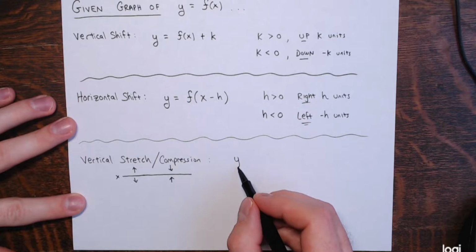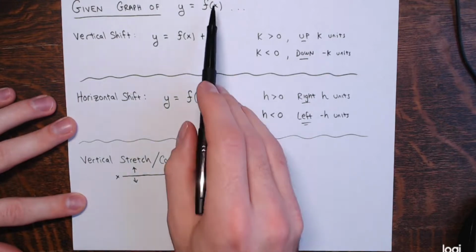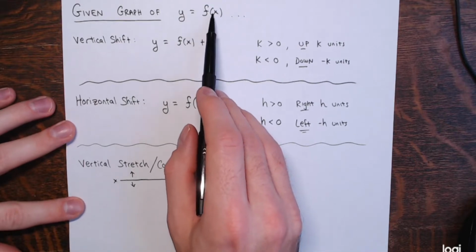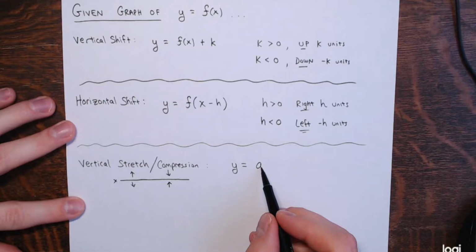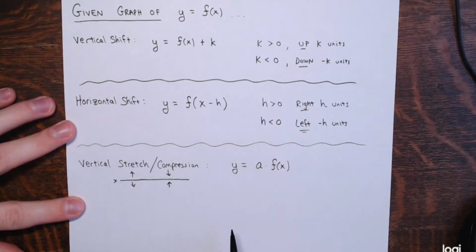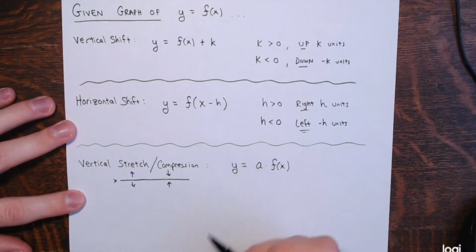This is where you have y equals f of x, and then you just take the rule the way it was, leave it the way it is, but multiply the whole thing by some number a, a times f of x. Right now we're going to focus on a being some positive number, because if a is a negative number, that's going to cause a reflection, as we'll see at the end here.